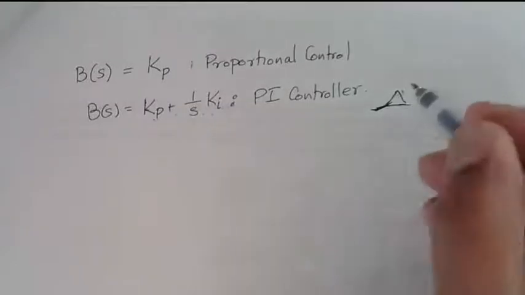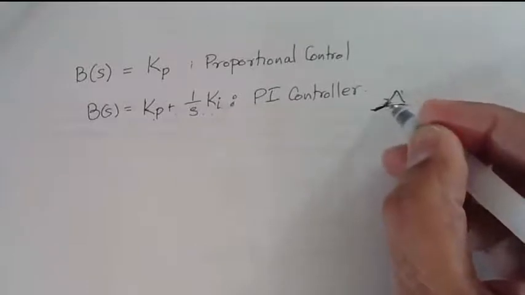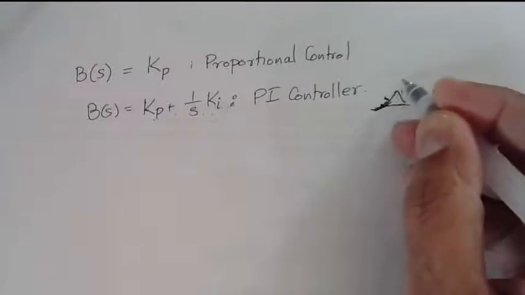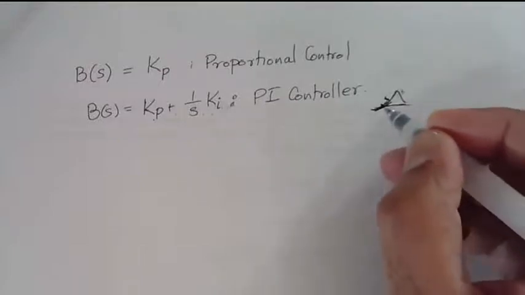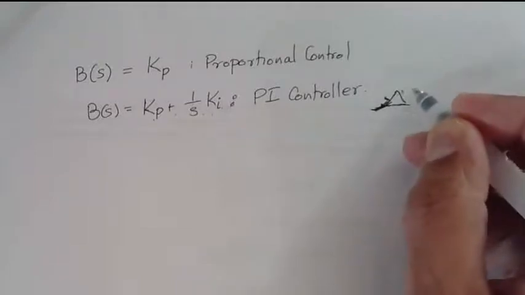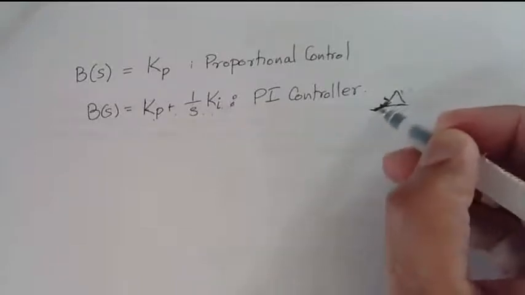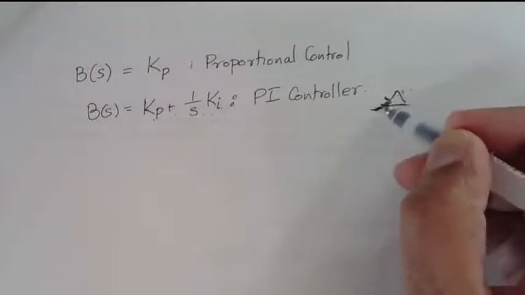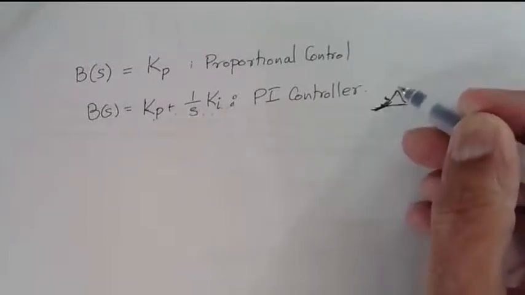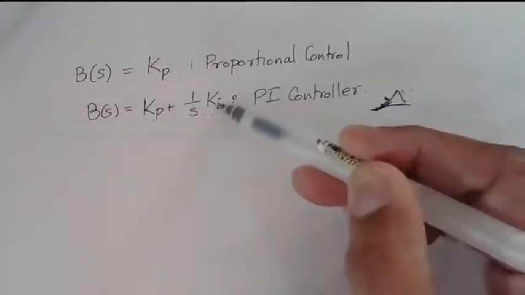And in order to do that, I can take the derivative of the error, because the derivative of the error will tell me if the error is increasing or decreasing, what is going to happen in the future, basically a predictive method of control. Okay? By adding a differentiating term, I can anticipate what the error is going to be, and I can adjust my control that way.